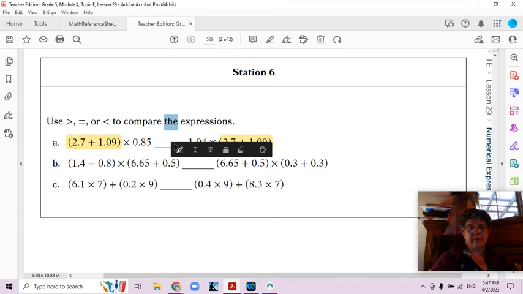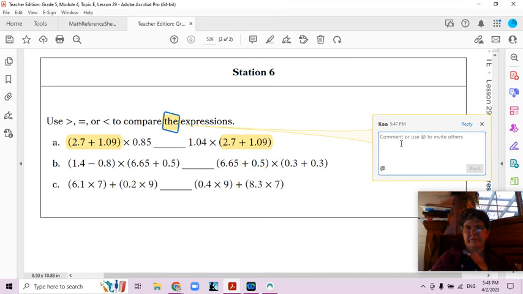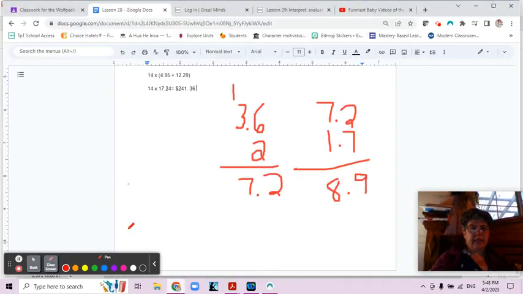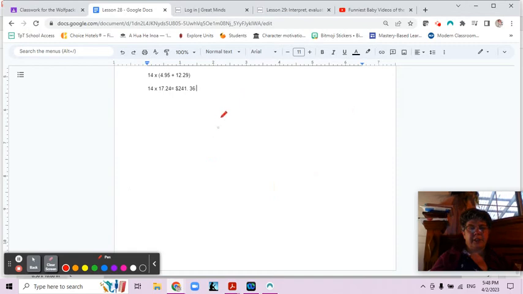Let me see if I can write on here. No, I can't write, but I want to make a less than sign. I can't really do anything. So I want to do a less than sign, and just so make sure that you're clear, your less than sign is looking like this. So for A, we have less than.